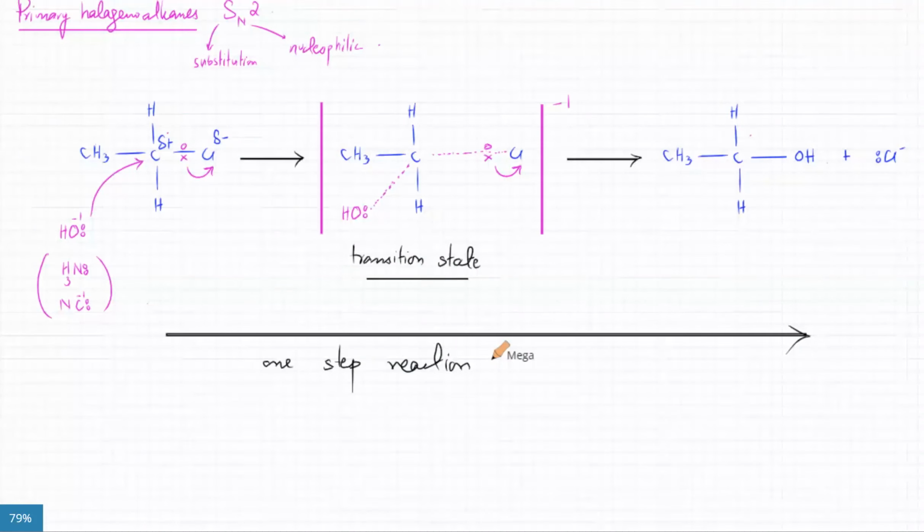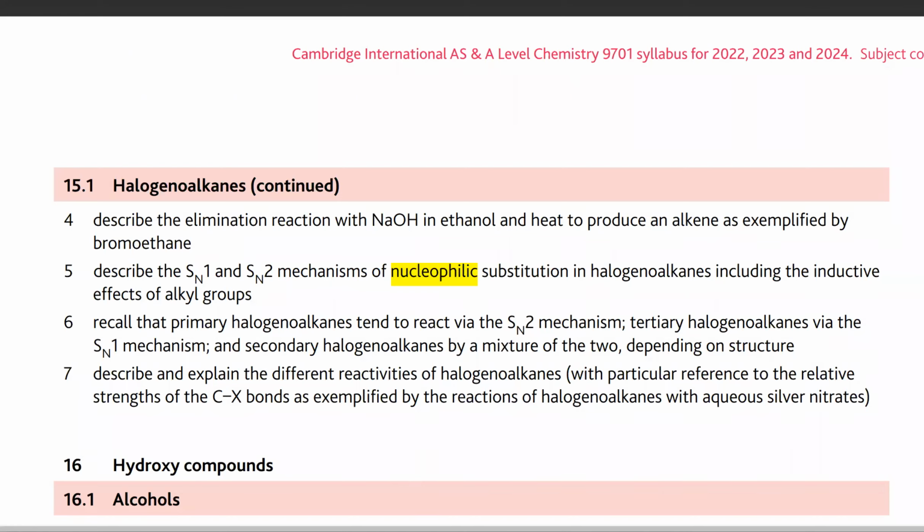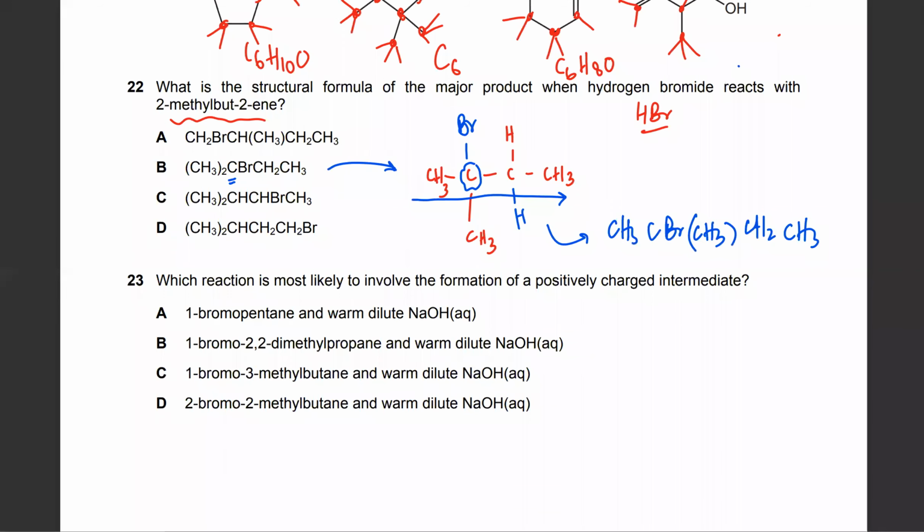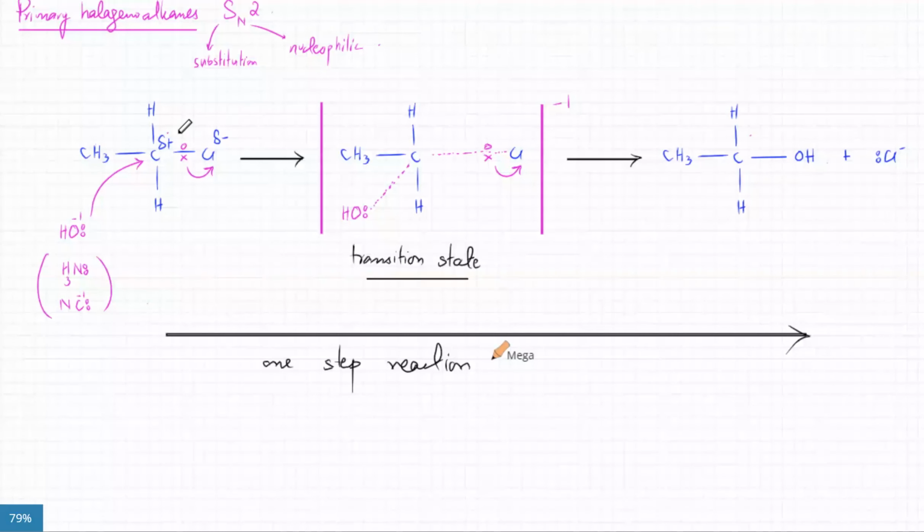So if you go back to the question, where's the question? The question was about the formation of a carbocation. So this question over here was talking about a positively charged intermediate. So it's definitely not a primary halogenoalkane, because the intermediate that we have in our case is actually a negative ion. It's not positively charged, and it's not even an intermediate. It's a transition state, some hypothetical state that probably got formed when the transition happened. It's a one-step reaction. Is that clear?